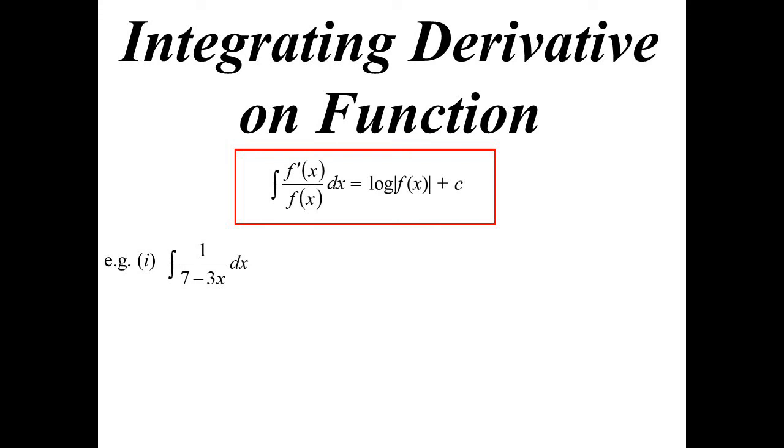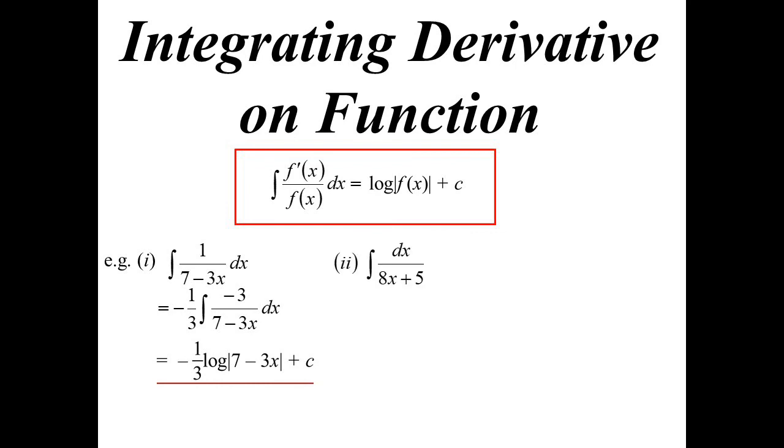So I would like the derivative on top. The derivative is negative 3. So let's put it there. Balance it out. We get negative 1/3 out the front. So I now have derivative on function. So I know it's minus 1/3 the log of the absolute value of 7 minus 3x.